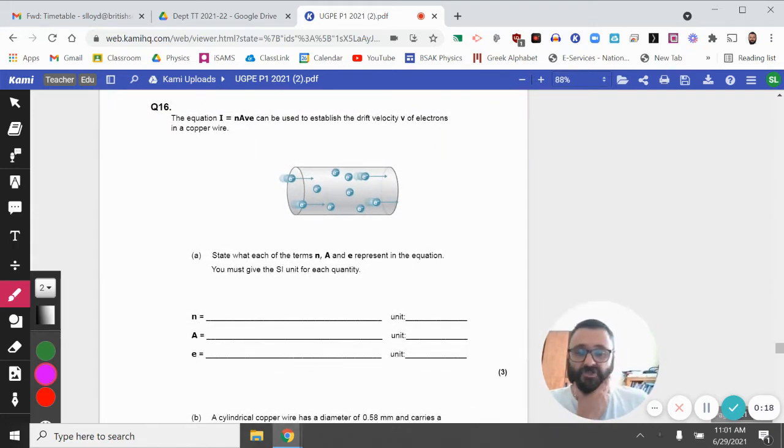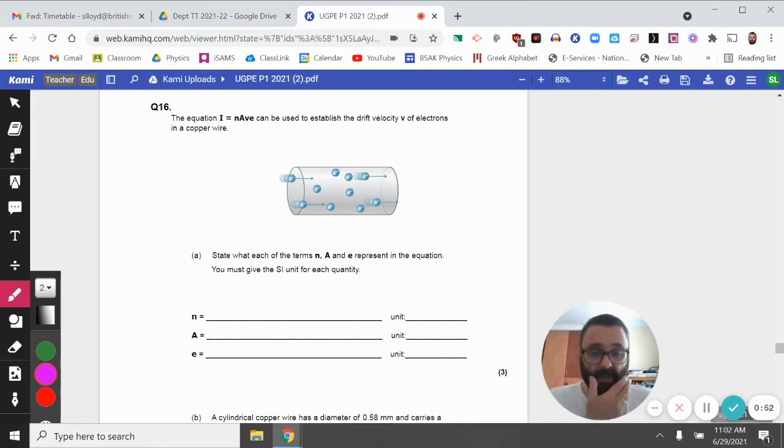Okay, right. n is the charge carrier density. In this case, the charge carriers are electrons, but they could be positive ions in a solution. But yeah, charge carrier density, which is the number of charge carriers per unit volume. Matter density is the mass per unit volume, but this is the charge carrier density. Literally, how many charge carriers there are per meter cubed.